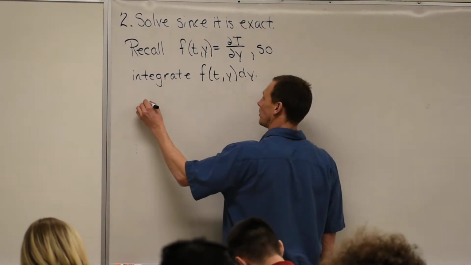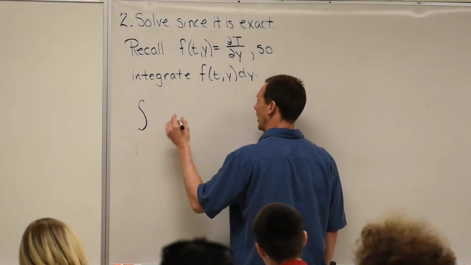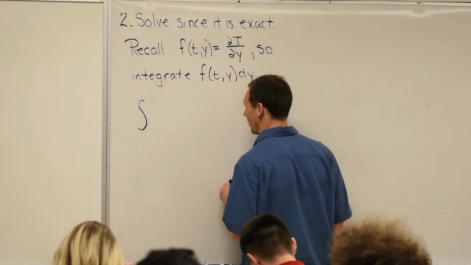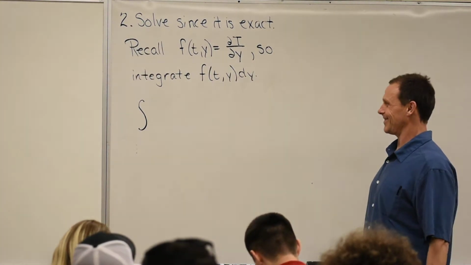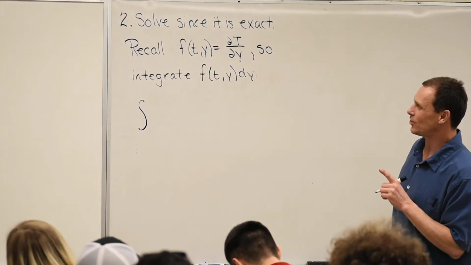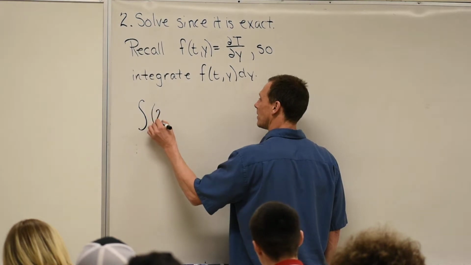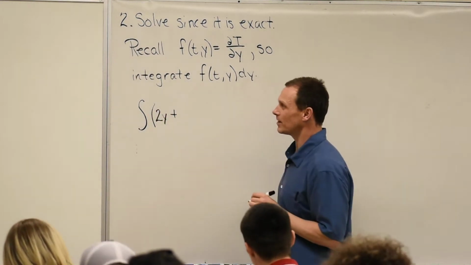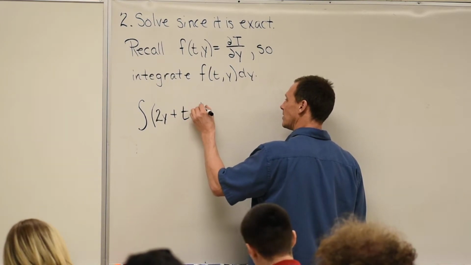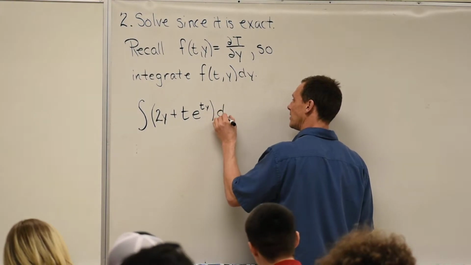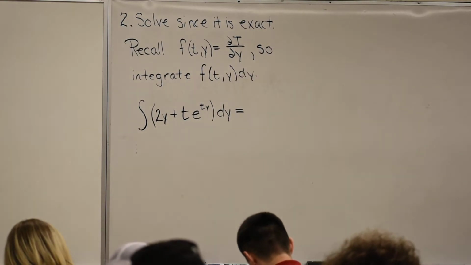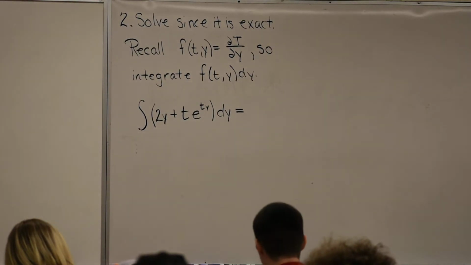So I'm going to write the integral, and you're going to love this. We'll just show you. So we want to take the integral of f. f we said was 2y plus t e to the ty dy. Okay, we're taking the integral of that with respect to y.